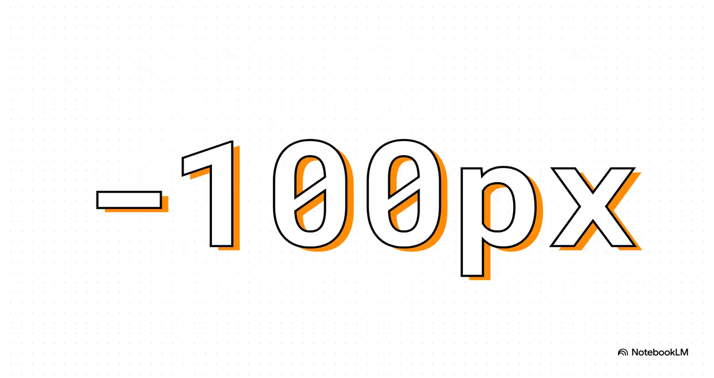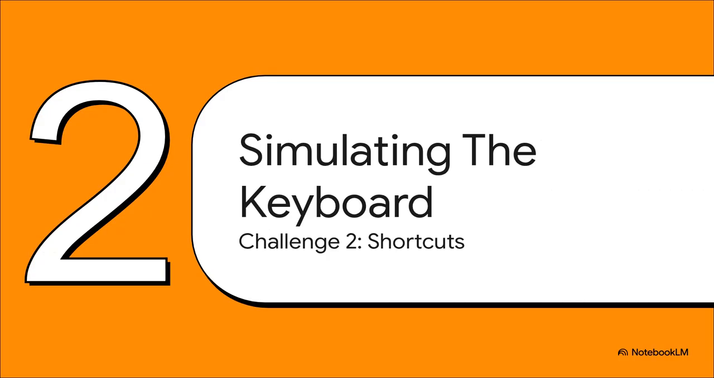And what if you want to move it back to the left? It's super simple. You just use a negative value. An offset of negative 100 on the x-axis just moves it right back in the opposite direction. Easy. All right, so we've got the mouse under control. Let's move on to our next challenge and see how these ideas build on each other.